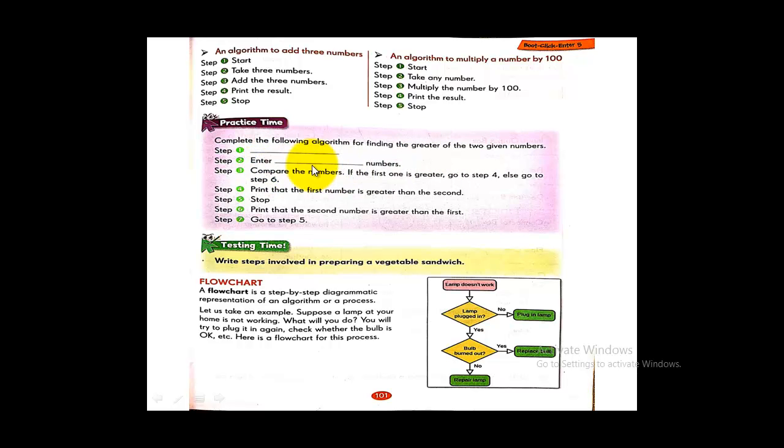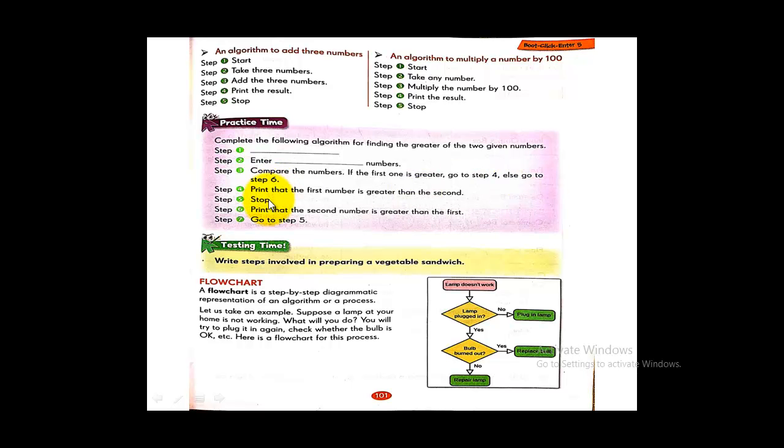Enter two numbers. We have to enter two numbers here. Two numbers will be given here. Then after that, compare the numbers. If the first one is greater, go to step number four, that is, print that the first number is greater than the second. That is, if the first one is greater, then you will print the first number is greater.